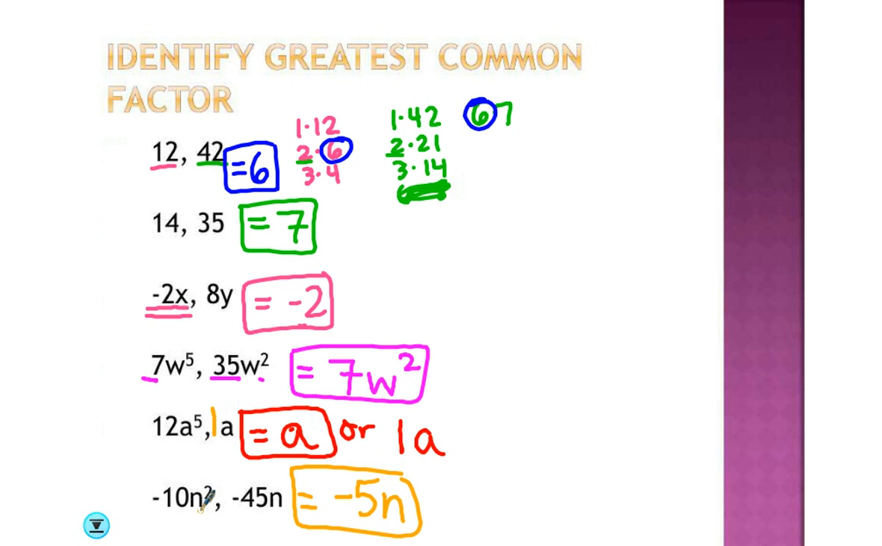And then on the last example, my leading term was negative, so I needed to make sure I took out the negative. And between these two numbers, I could take away a 5. Since one has 2 n's and the other has 1 n at most, I could take away 1 n. So hopefully you got those correct.